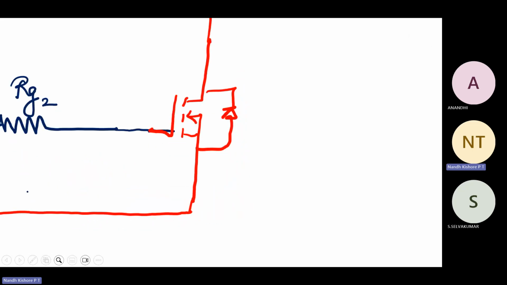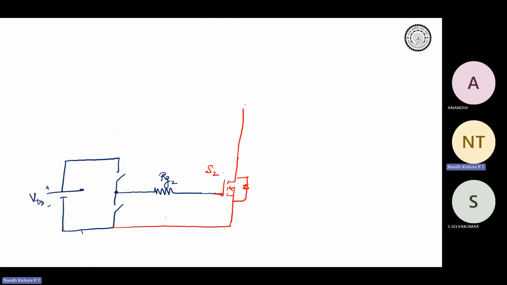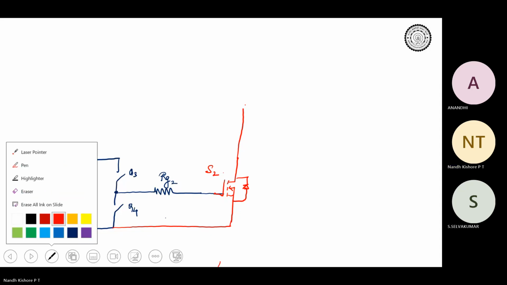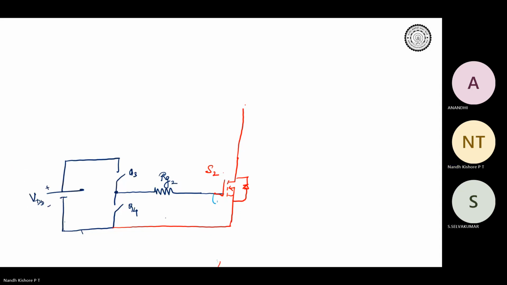So let me call this device S2. Let's call this Q3, and this Q4. You know that this is going to be CGS2. From this, I have not yet completed the circuit. But if I want to turn on S2, what will I do? And if I want to turn off S2, what will I do?